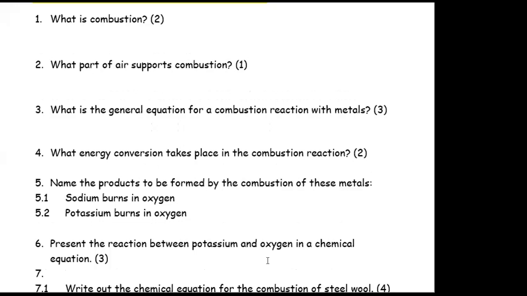Right, question number 1. What is combustion? Let's hear the chat. A combustion is a mixture of two different elements to create an element.